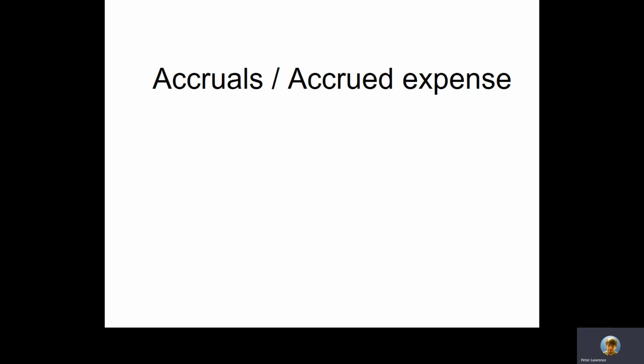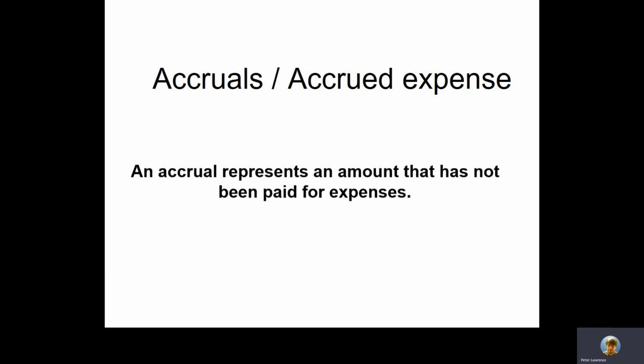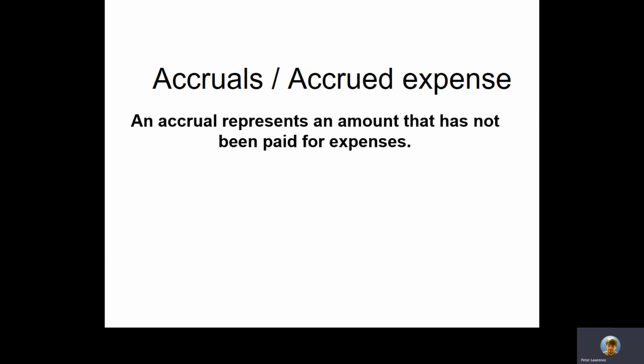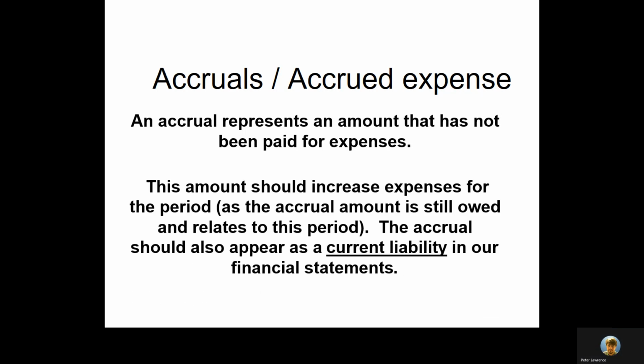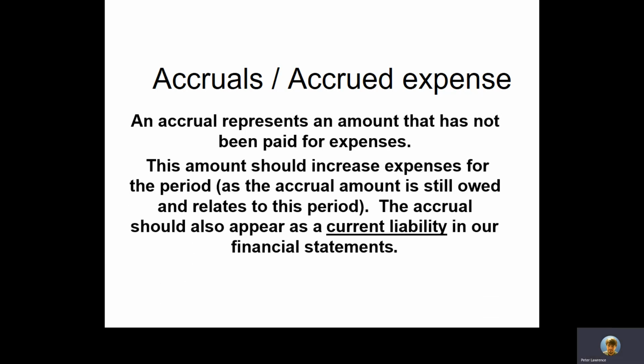So we'll start off with what we call an accrual or an accrued expense. This is an amount that has not been paid for expenses. So we've used the expense, but we have yet to pay for it. It should increase the expense for the period, and it should also appear as a current liability in our financial statement. So on the statement of financial position, this amount will appear as a current liability, showing that we owe somebody some money. For that reason, it's sometimes called other payables.